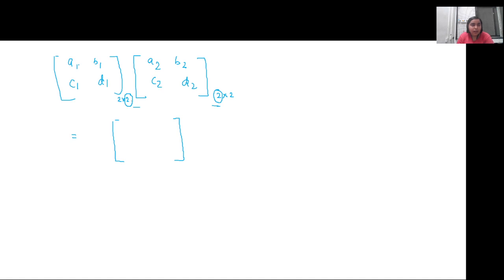So the number of columns in the first matrix should be equal to the number of rows in the second matrix. Sorry, I said the exact opposite earlier. And the final matrix will have the remaining dimensions, which in this case is again a 2 cross 2 matrix. So the first row is multiplied by the first column. It will be A1 into A2 plus B1 into C2. So this is the first element.